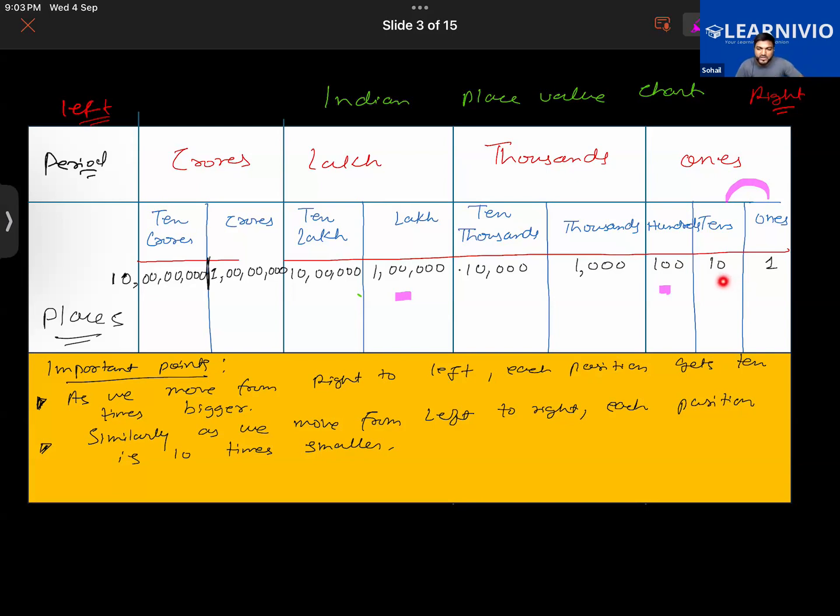Okay, pay attention here. 10 is how many times bigger than 1? 10 times, okay. Then 100 is how many times bigger than 1? It is again 10 times. How can it be 90 times? Answer this question for me.